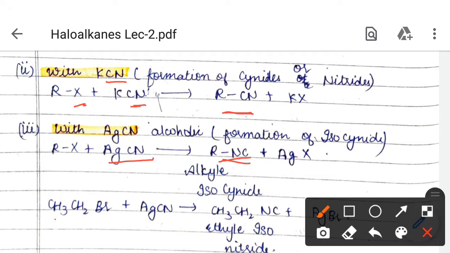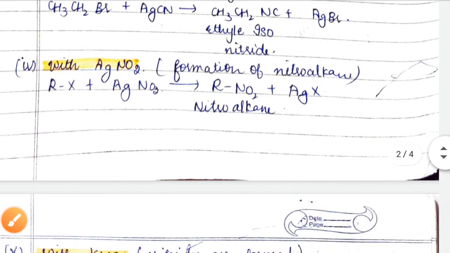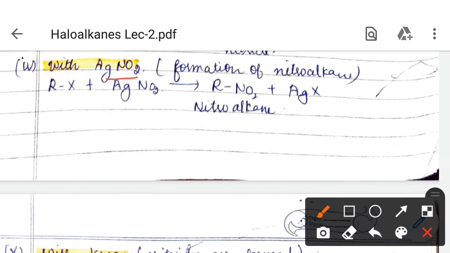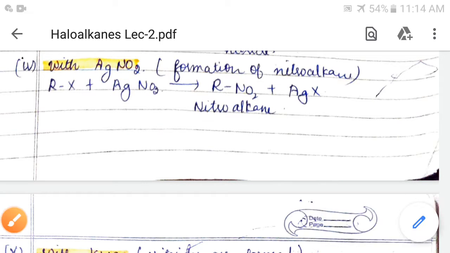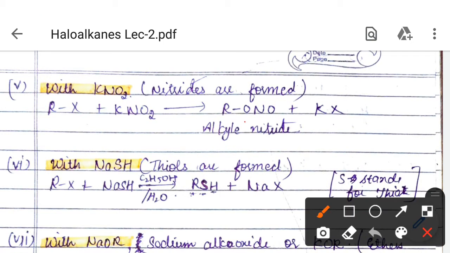Now taking up a particular example, with AgCN we get CH3CH2NC, that is ethyl isocyanide. Next, if we treat it with AgNO2, silver nitrite, then nitroalkanes are formed. But if we treat it with potassium nitrite, then the product is different and it is R-ONO, that is alkyl nitrite. So with AgNO2 nitroalkanes are formed, with potassium nitrite alkyl nitrites are formed.